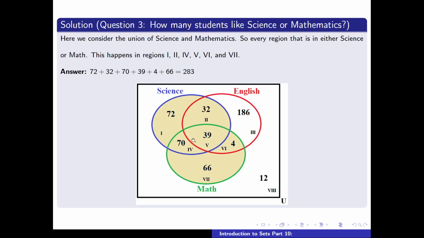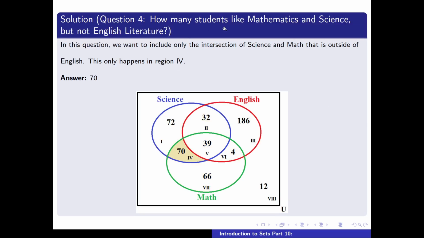So we need to add up all of these students to figure out how many liked either science or mathematics. So adding up 72 plus 32 plus 70 plus 39 plus 4 plus 66 yields 283 students liked either science or mathematics.